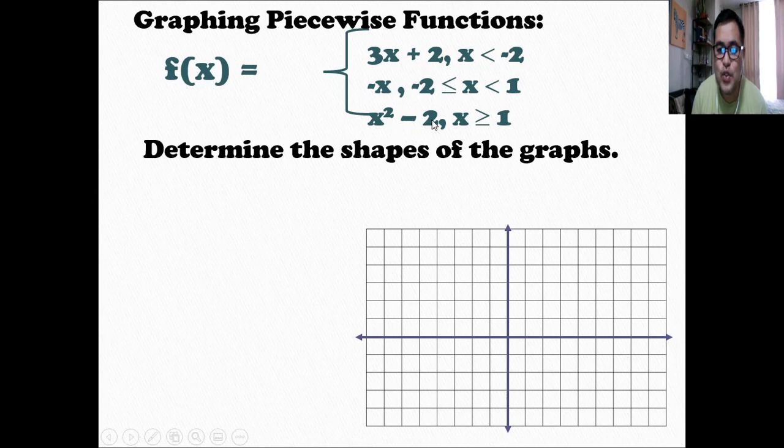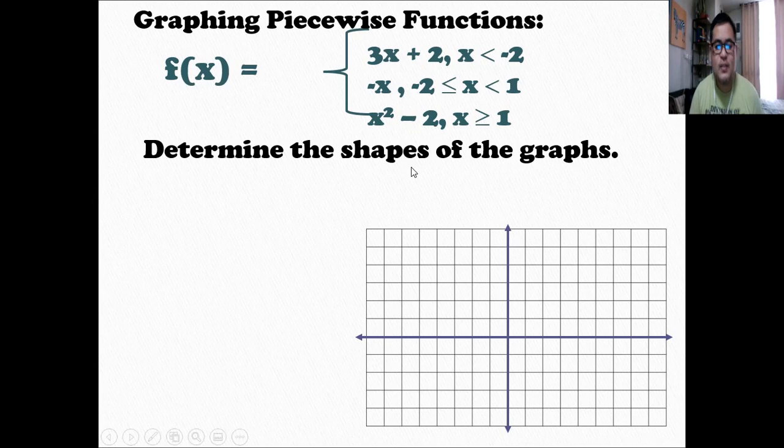x squared minus 2 is where x is greater than or equal to 1. So you can try to review this again. So 3x plus 2 where x is less than negative 2. Then this one, x is greater than or equal to negative 2, but less than 1. And x is greater than or equal to 1 for x squared minus 2.